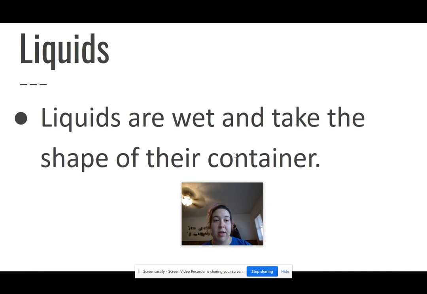Let's move on. Liquids are wet, obviously, and take the shape of their container. So if I had some milk, for instance, and I poured it into a cup, it's going to take the shape of the cup. You could also think of maybe I had a crazy container that had all these wiggles in it. I could fill that with milk, and that milk is going to fill up all the different divots and curves inside that container, because the liquid always takes that shape.